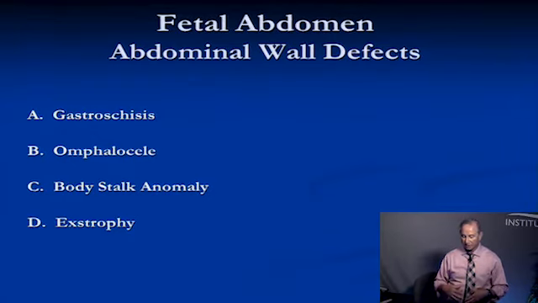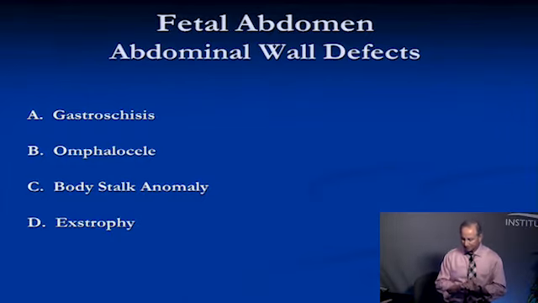A defect involving the lower abdomen would be bladder exstrophy. This means that the bladder wall did not separate from the abdominal wall. The bladder is totally open into the amniotic cavity, because instead of having a bladder wall and then abdominal wall, they are fused together and the bladder is open to the amniotic fluid. So that's what bladder exstrophy is.